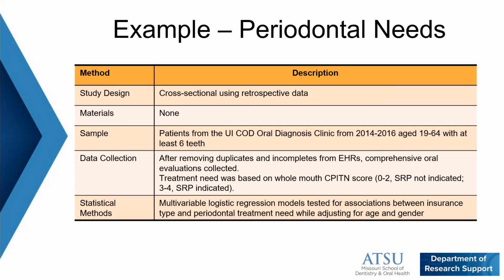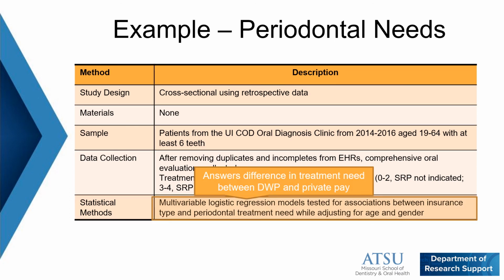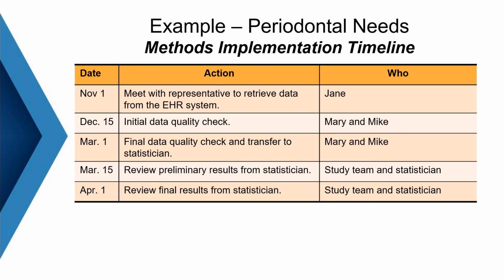For the statistical methods, multivariable logistic regression models tested for associations between insurance type and periodontal treatment need while adjusting for age and gender. These analyses answer the difference in treatment need between DWP and private pay. Here's the timeline that we can imagine the study authors use to implement their research methods.